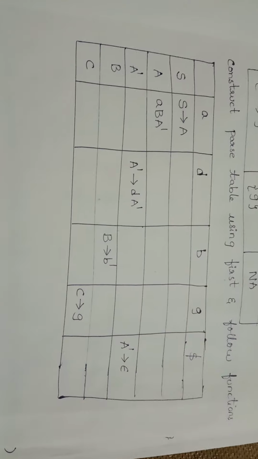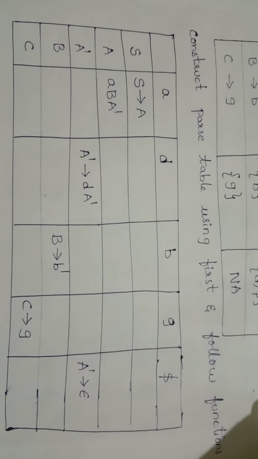In place of B we need to write B tends to B dash. The next production is C tends to G, and the first function for that is G. In place of G we need to write C tends to G. This is how we construct the parse table using first and follow functions.